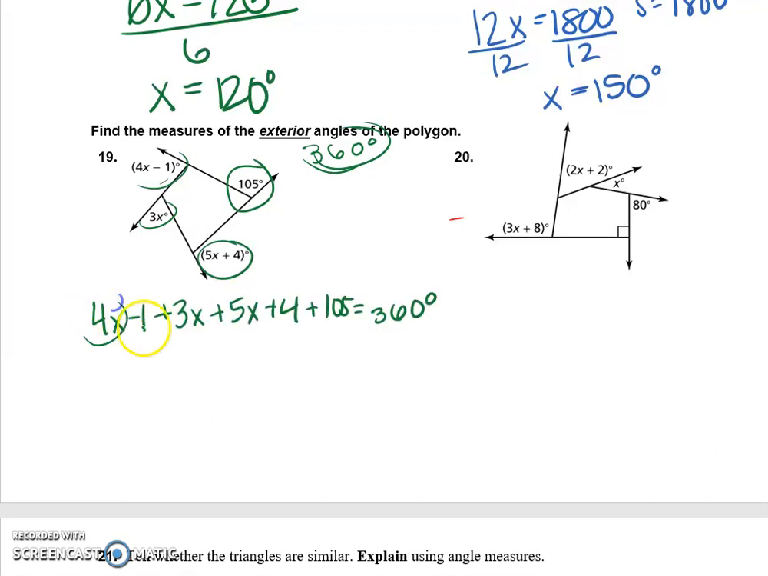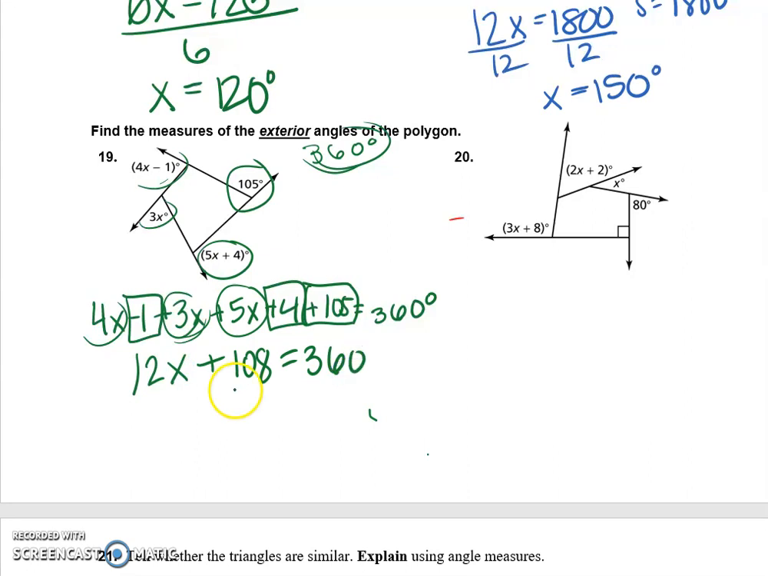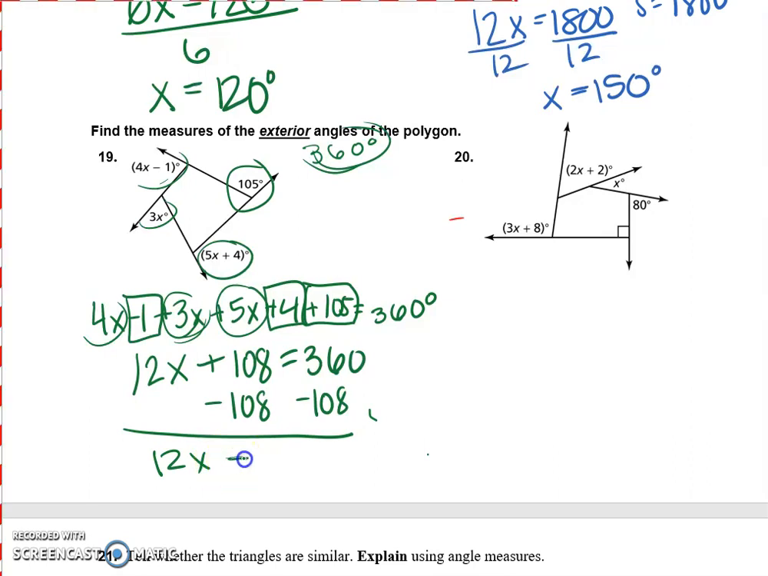So combining my like terms, I have 4x plus 3x plus 5x gives me 12x. And then I have negative 1 plus 4 plus 105, which is positive 108. And that's equal to my sum, which is 360. And now you're ready to rock and roll and solve this equation. Subtract 108 from both sides. 12x is equal to 360 minus 108, which is 252. Divide both sides by 12. And x is equal to 21 degrees.